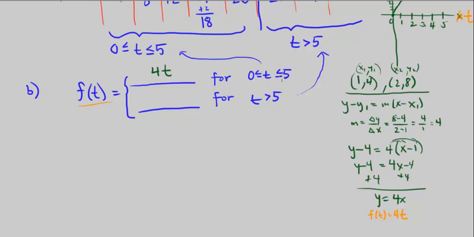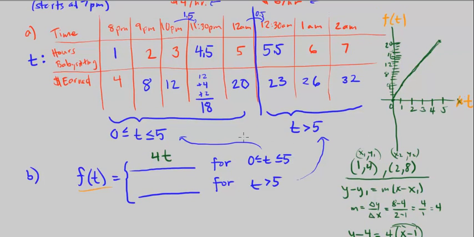0 is between t is between 5. 0 is less than or equal to t is less than or equal to 5. Okay? So that's how I figured out the first piece of the puzzle, or the function. So how do we do the second piece?